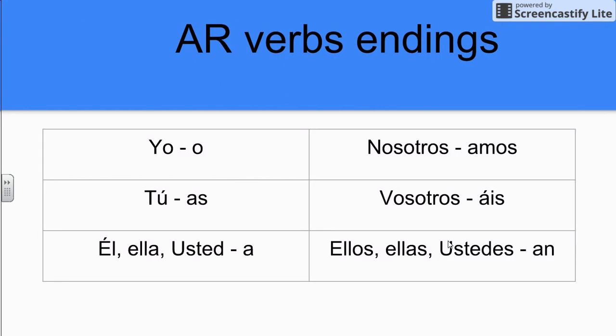The endings for AR verbs in the present tense look like this. Yo, o; tú, as; él, ella, usted, a; nosotros and nosotras, amos; vosotros and vosotras, which is used only in Spain, áis; and the ellos, ellas, ustedes ends in an. Every single AR verb that's in the regular form will end in these letters when we're talking in the present tense. Yo hablo, yo bailo, yo nado, yo cocino, all the way through the pattern. O, as, a, amos, an.